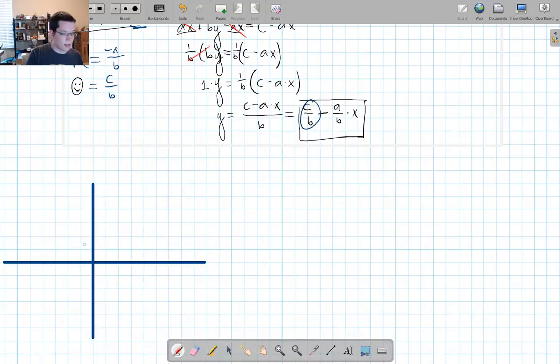We'll call that 1, 2, 3, 4, 5, negative 1, negative 2, negative 3, negative 4, negative 5. And the other axis, 1, 2, 3, 4, 5, 6, 7, and so on. And this goes off that way, that way, that way, that way.